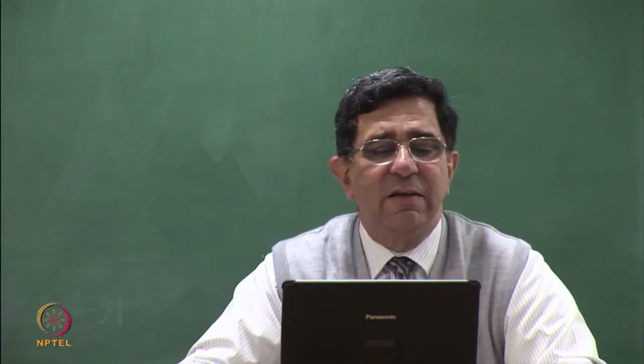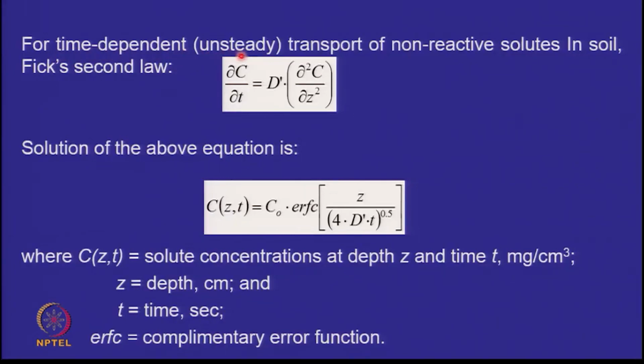So Fick's second law takes this form. For time dependent unsteady transport of non-reactive solutes in soil by diffusion, Fick's second law says del C by del T is D dash del 2C by del Z square. Luckily there is a solution for this equation, and the solution is that the concentration at any depth and at any time is related to the original concentration at the top by this complementary error function of Z over 2 root D dash T. Now you will have to take this formula as a given. We are not going to do this derivation, but what does this formula give me?